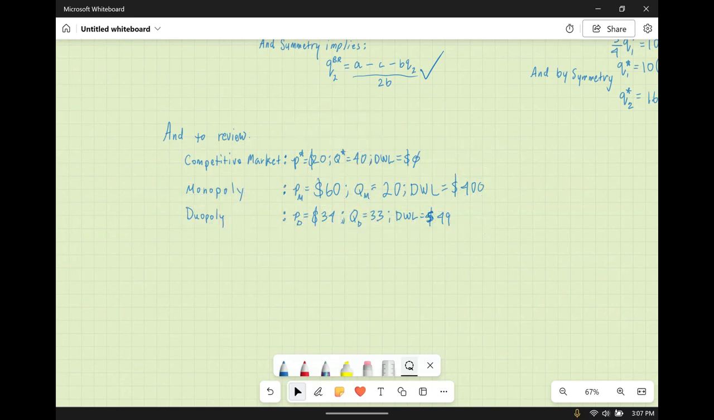So you can see that the math aligns with the philosophy of the different markets. The monopolist is the worst market in terms of economic efficiency. The competitive market is the best, and then the oligopoly, the duopoly, falls somewhere in between. And so this is one of the reasons why I love economics, because the math really does tell the story.